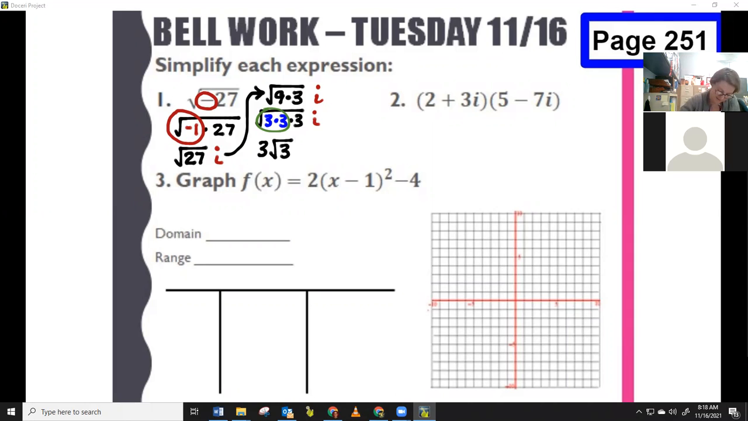Is this my final answer? Don't you put the i at the end? Yes. We need that i at the end. Now, it's my fully simplified final answer. Nice work.